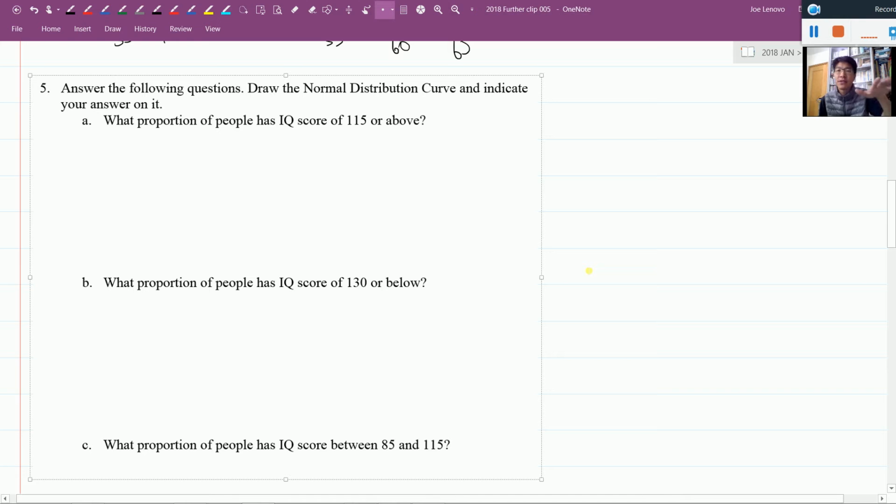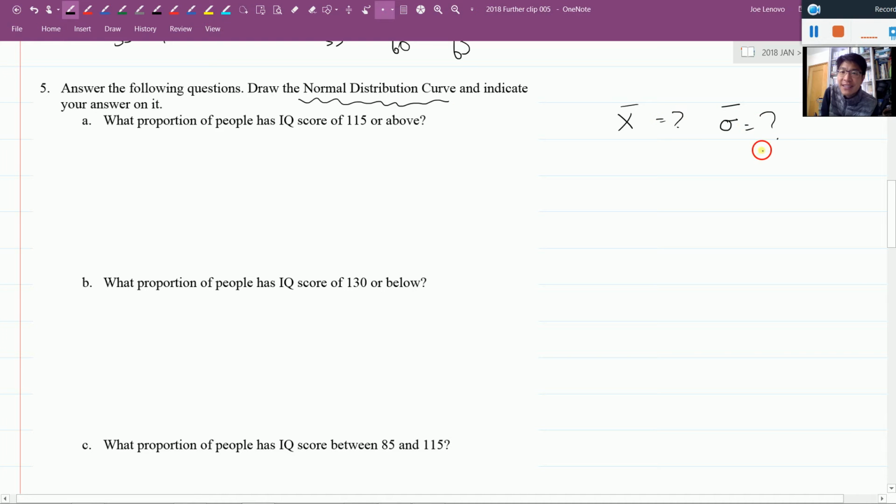So try to use this information when you do your workbook, because for a normal distribution there are two things. One is the mean. I didn't give you the mean, and the other is the standard deviation. And both pieces of information are missing. I don't know where they are. So let's say I make this up myself.